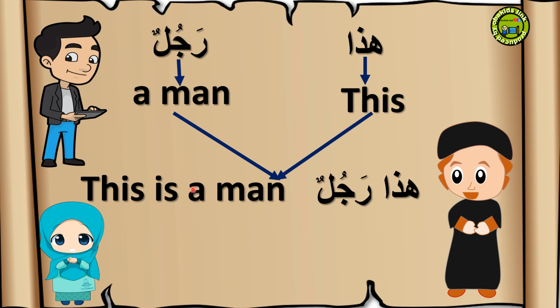Let us look at the example again. This is هذا. هذا is a singular demonstrative pronoun, which means this. This is رجل. رجل is a singular noun, which means a man. If we combine هذا and رجل together, it makes هذا رجل, which means this is a man.